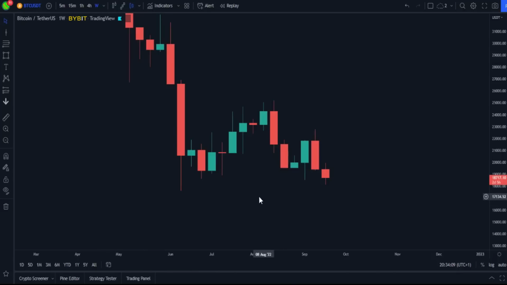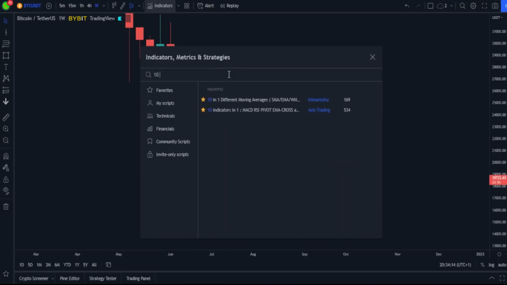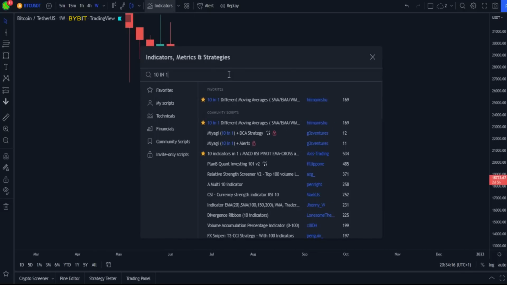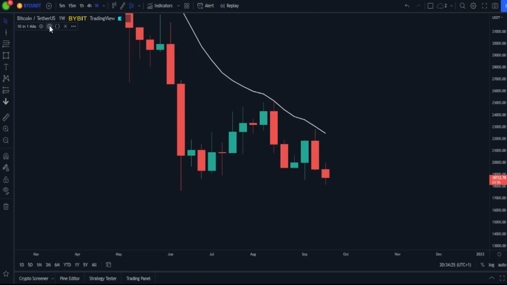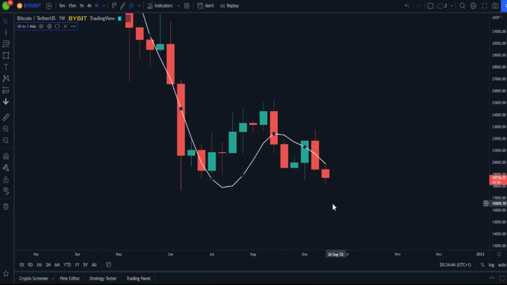Now we go to the indicators library and search for the Hull Moving Average indicator. I always use the 10 in 1 indicator because of its simplicity and because it saves space for other indicators. After choosing the indicator, we go into its settings, open the input section, and activate the first option only. Then, from the drop-down list here, we choose the HMA indicator, which we call the HEMA indicator, and finally, we change the value to 14. As for the color and thickness, you can choose what you want.